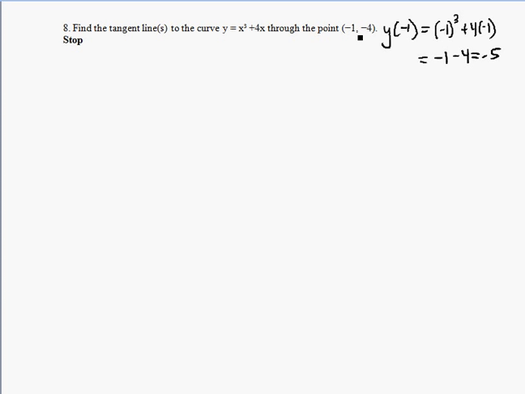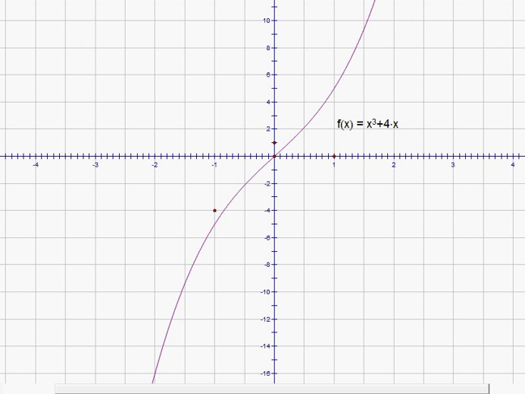I want to find the tangent lines that go through this point. There are two of them that are tangent to this curve. So we need to figure out what those tangent lines are, what the x values are, and then what the equations of the tangent lines are. So I've created a visual here using Geometry Sketchpad.